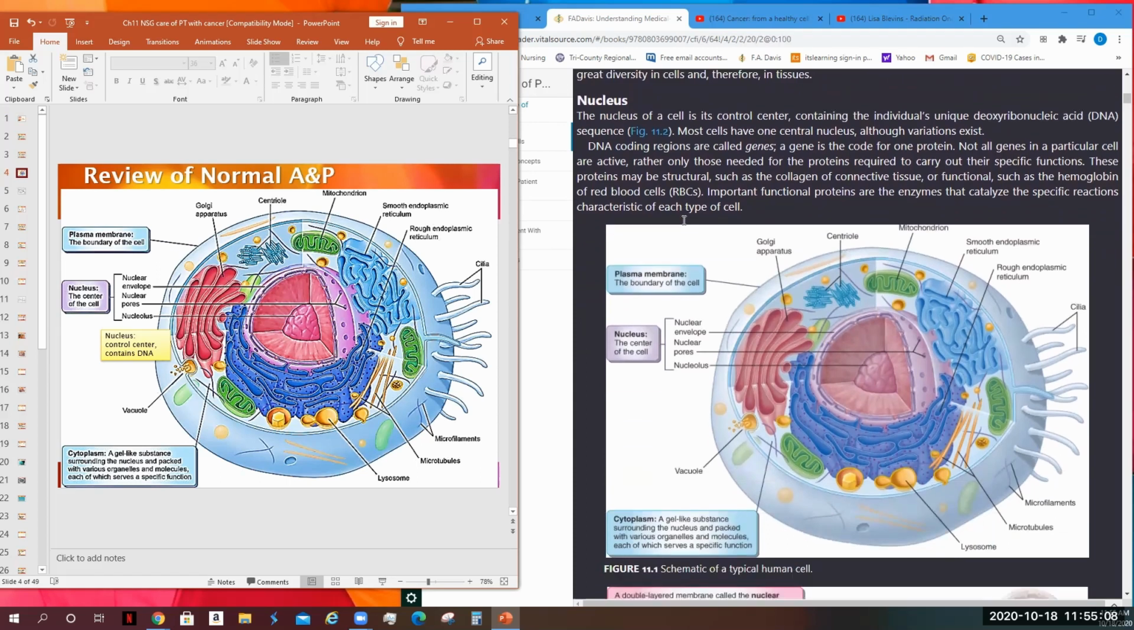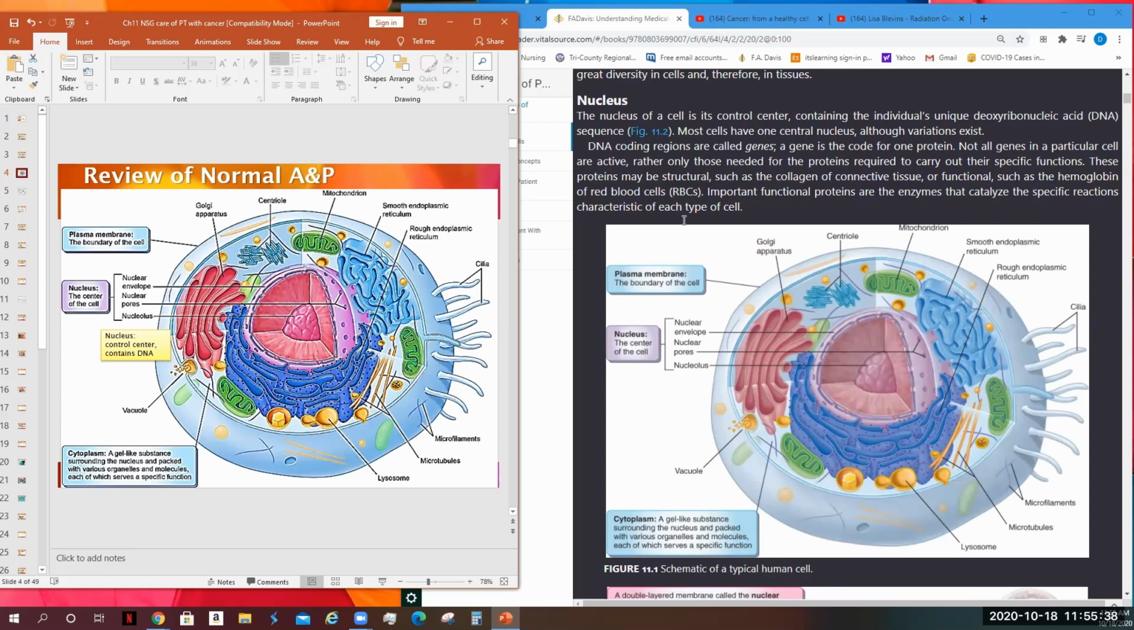Nucleus. The nucleus of a cell is its control center, containing the individual's unique deoxyribonucleic acid sequence, DNA. Most cells have one central nucleus, although variations exist. DNA coding regions are called genes. A gene is the code for one protein.